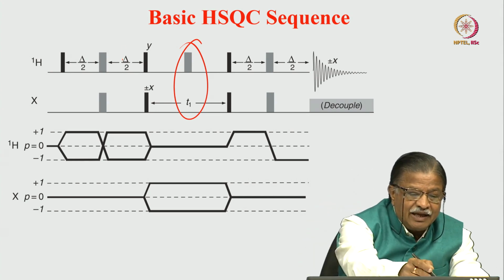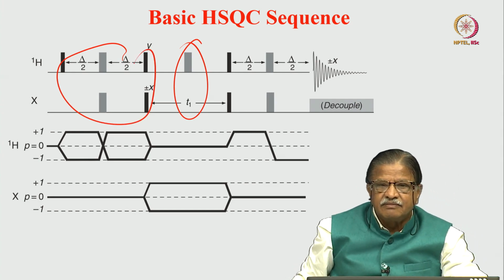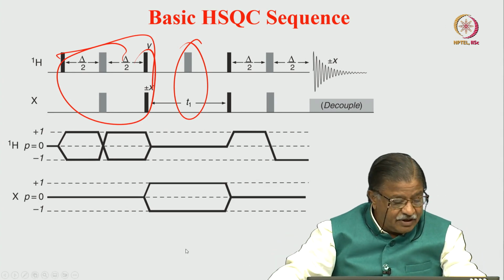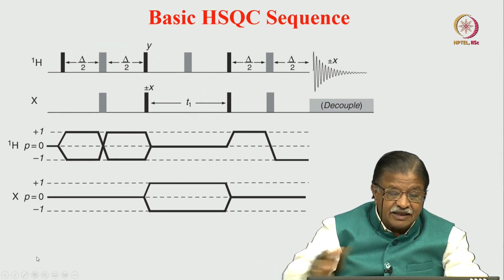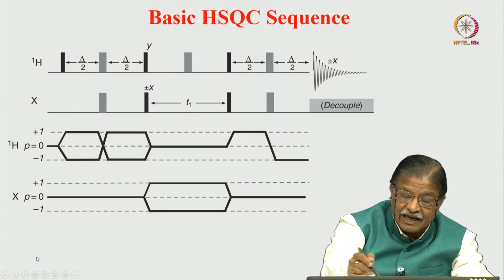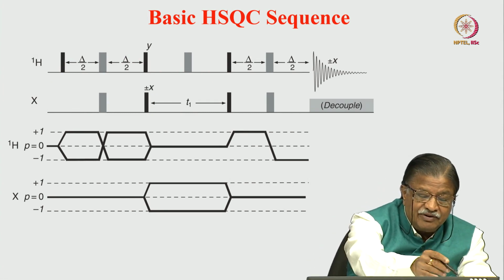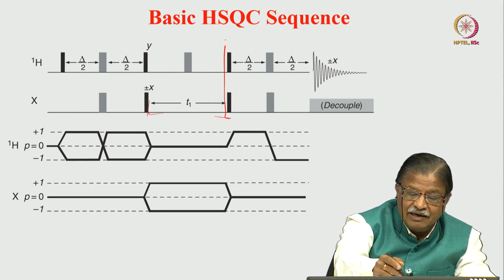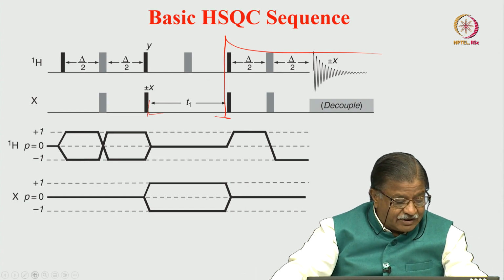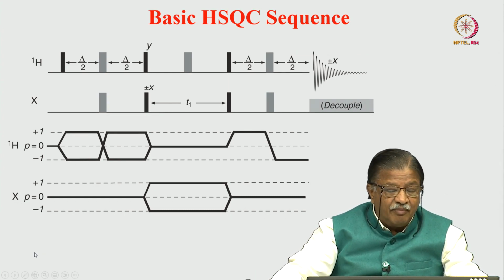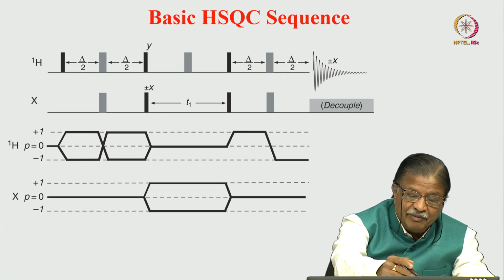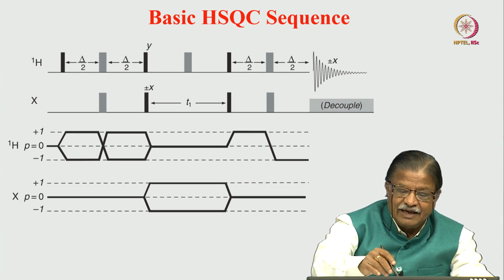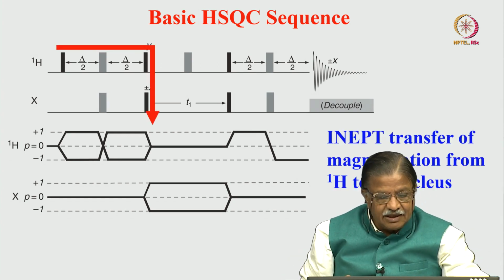Then afterwards, what happened? This is exactly reversed here. See, same thing. We came like this, now we are going backwards. What do you call this one? This is an INEPT sequence, and this is reverse INEPT. That means you brought the magnetization from proton to carbon, decoupled it, and then took it back like this. So it is called a reverse INEPT. So HSQC is a combination of INEPT with a 180 pulse at the center for the T1 period to evolve, which results in decoupling, and then reverse INEPT. This is what it is.